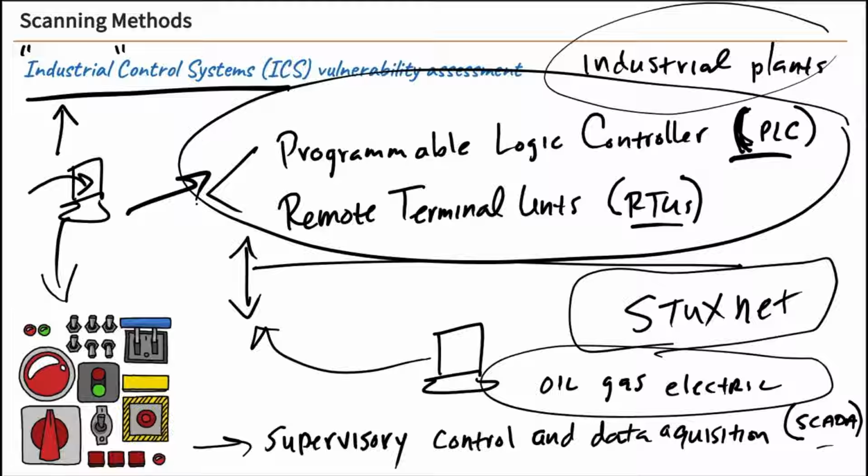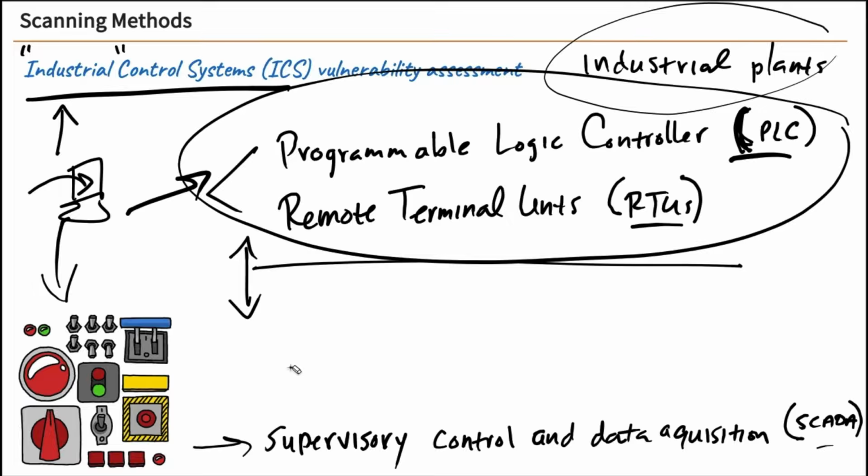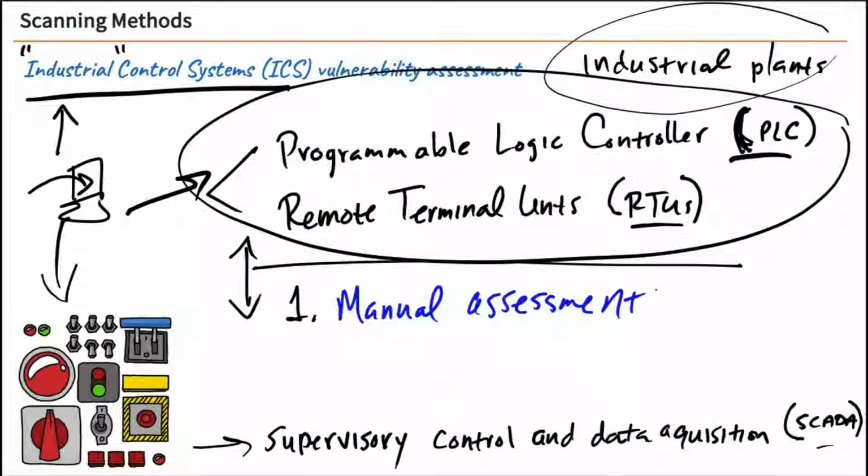Now, how do we test these things? That's a good question. Let me make a little room and we'll talk about that. When we're testing, there's really two different ways that we can go about doing this. One is a manual assessment. This is when we are evaluating the security of an ICS device. It focuses on the device, its operating systems, and the configurations on the device. So we're really looking at the operating systems and configs.